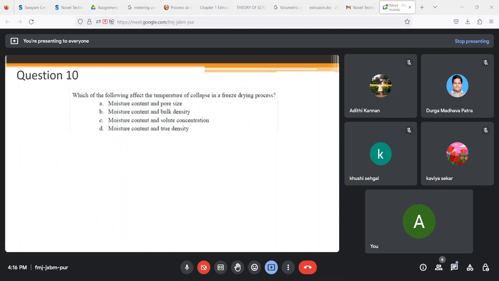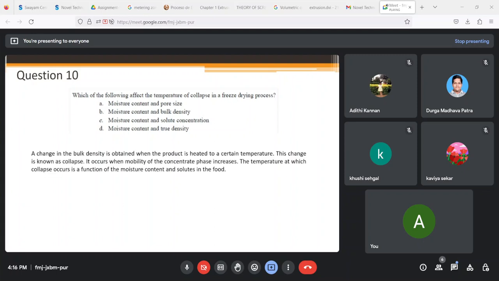So you need to make sure in a freeze drying process that the structure of your product remains the same. You don't want the structure to start collapsing in your food product because that will not be preferable to the consumers. So you need to make sure that your fruit product does not collapse because of too much sublimation, and this collapse is highly dependent upon two properties of your food. One is the moisture content, and second is your solute concentration.